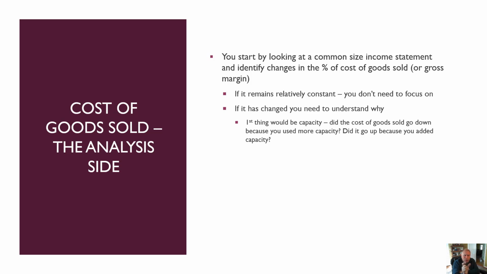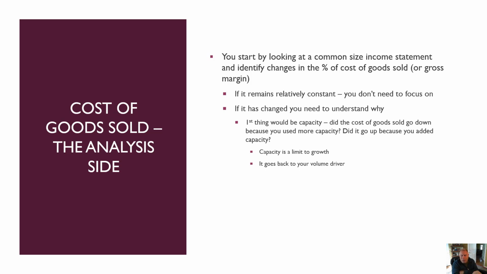First thing that I would look at and I would suggest to you is, did the cost of goods sold go down because you use more capacity? Okay, so if you were operating at 80% capacity and you now moved up to 90%, those fixed costs aren't going to change. So your margin would go up, cost of goods sold go down. Sometimes you could add new capacity and that would cause the margin to go down. Capacity is a limit to growth.